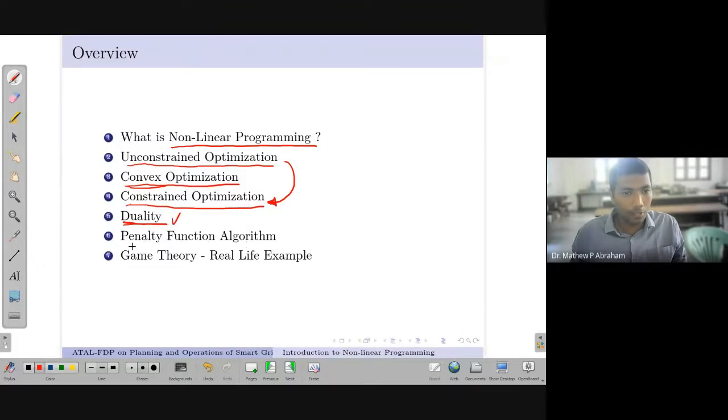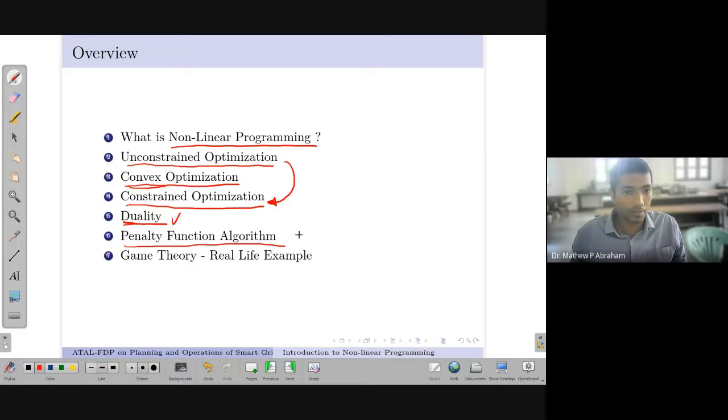I'll try to provide an algorithm to solve the constrained optimization problem, called the penalty function algorithm. Some of you may already be aware of this algorithm, but I'll explain it so that it will be helpful for all the participants.